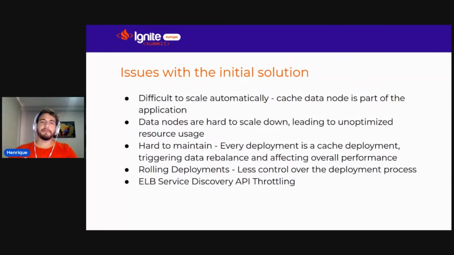From that first solution, we started having some issues that came up with how it was architected. So first of all, it was very difficult to scale automatically the application using metrics like resource usage and requests per second, because the cache data nodes were part of the application. So historically, data nodes are hard to scale up and down dynamically. This would lead to unoptimized usage of the resources. It was also hard to maintain because every deployment was a cache deployment again. This would trigger data rebalancing and would affect the overall performance of the application.